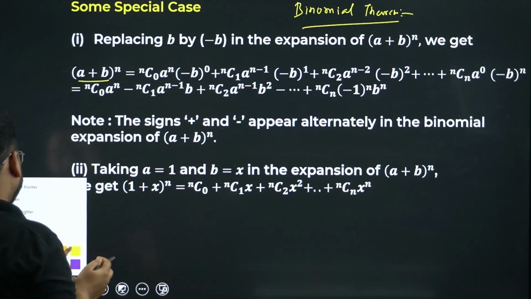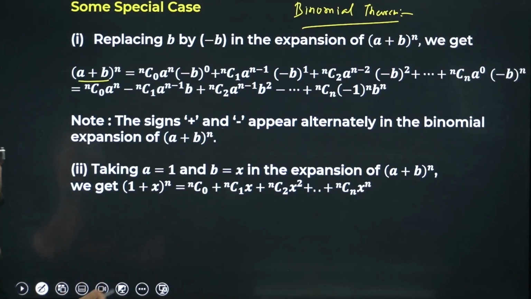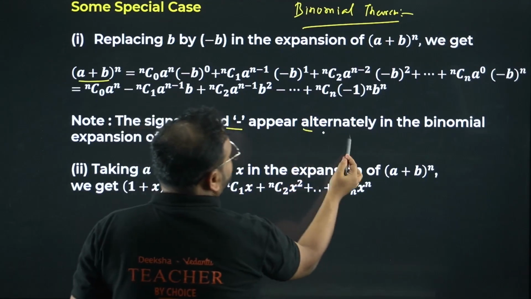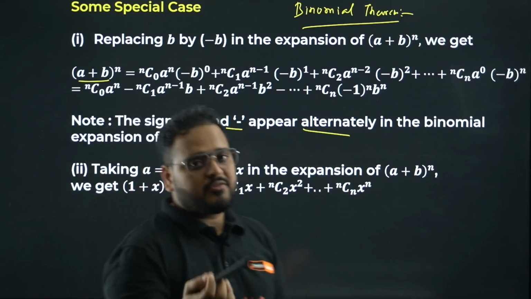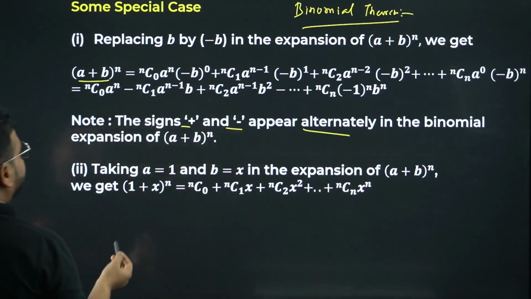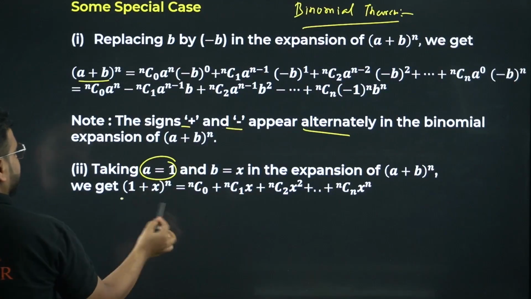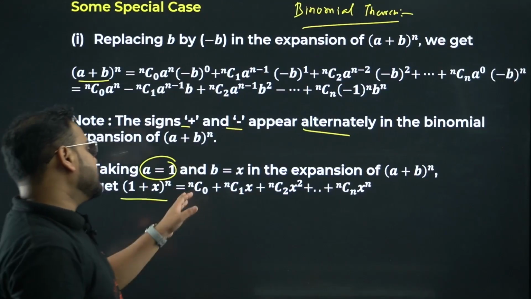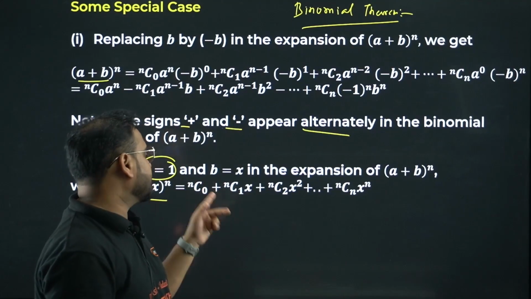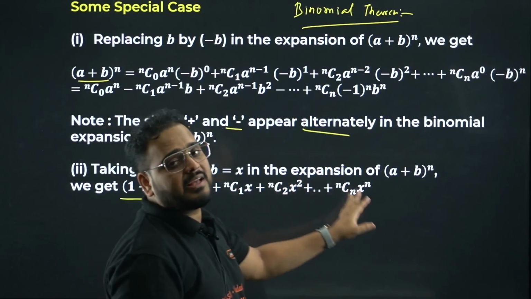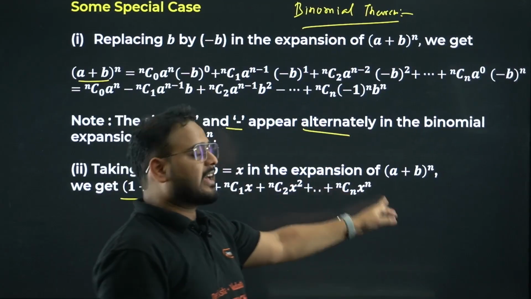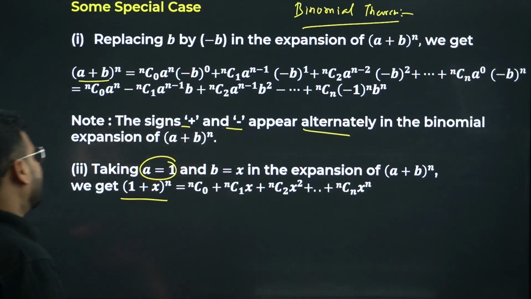Moving on. We have a few notes over here. Plus and minus appear alternately in the binomial theorem, of course, because of the odd powers of b. Okay, great. If you take a value as 1, this becomes the expansion of (1 plus x) power n. What do you get? nC0, which is nothing but 1. nC1 x, nC2 x square, nC3 x cube, so on till nCn x power n.